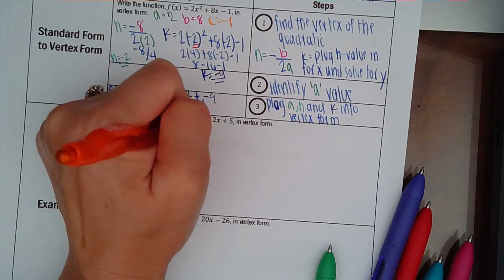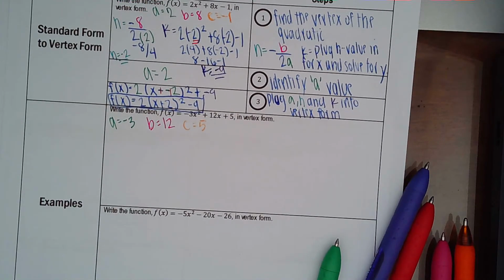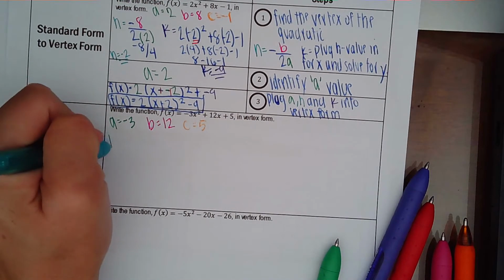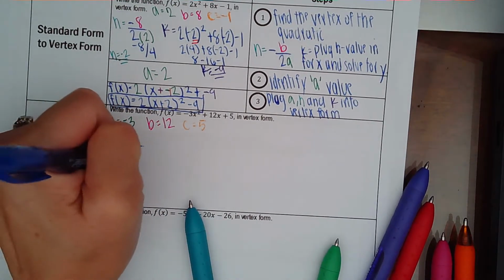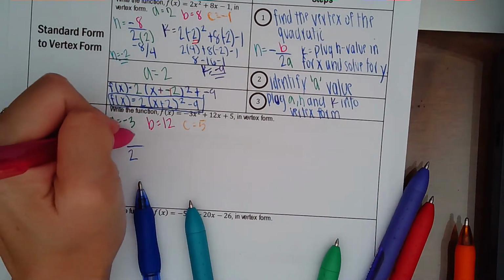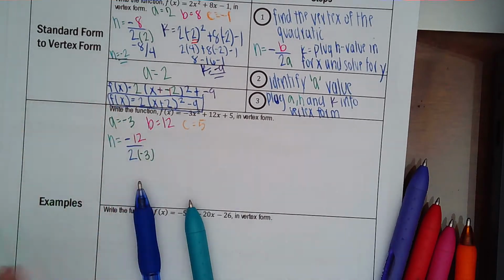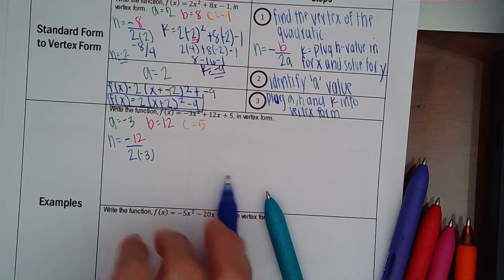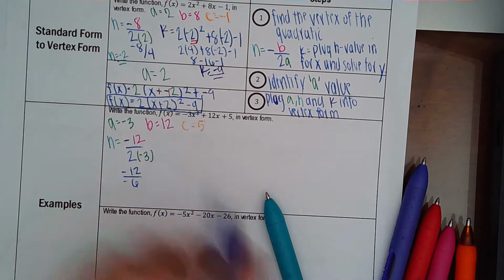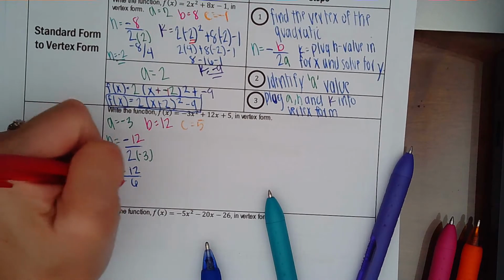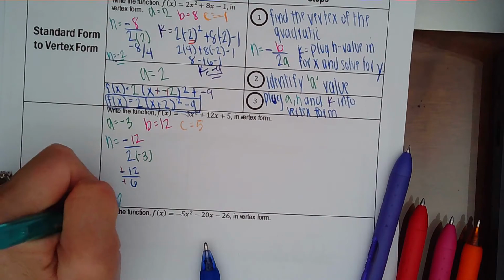And c equals 5. So I'm going to start by finding my h, right? Find the vertex of the quadratic. So h equals negative 12 over 2 times our a value, which was negative 3. All right, which becomes negative 12 over negative 6. And remember, two negatives make a positive. So 12 divided by 6, h equals 2.